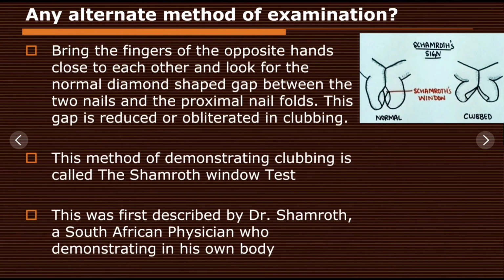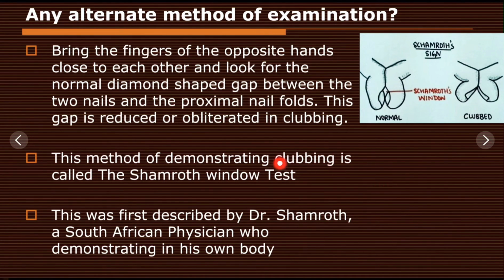Any alternate method of examination? Bring the fingers of the opposite hands close to each other and look for the normal diamond shaped gap between the two nails and the proximal nail folds. This gap is reduced or obliterated in clubbing. This method of demonstrating clubbing is called the Schamroth window test. Normally the Schamroth window is visible in normal healthy individuals, but if it is not visible or it is obliterated, then it is a clubbed finger.